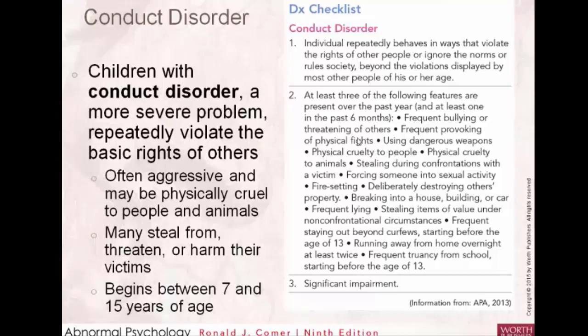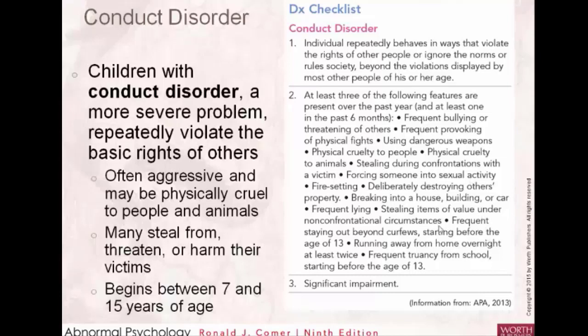Things like bullying, threatening, provoking, fighting, using dangerous weapons, cruelty to people or to animals intentionally, stealing, forcing someone into sexual activity. So rape could be included in this category, or any kind of molestation. Fire setting, destroying other people's property, breaking into houses, cars, buildings, lying, stealing items of value. So several different issues there.